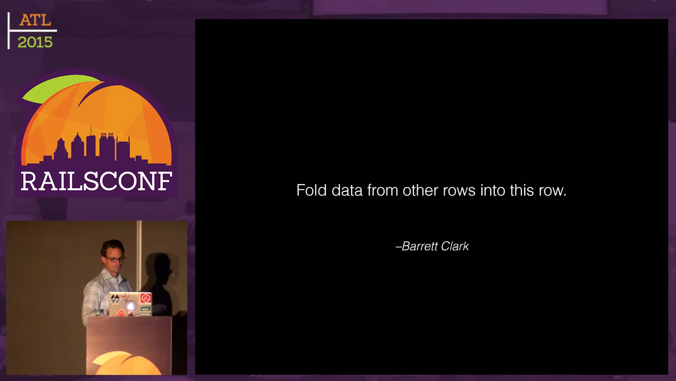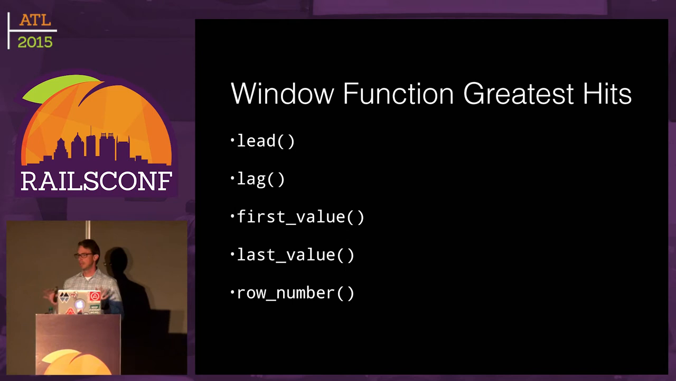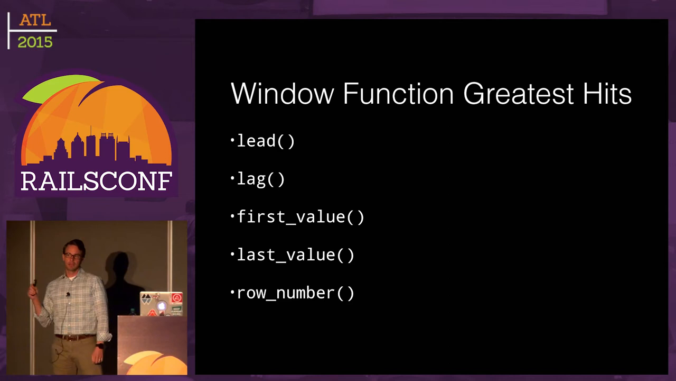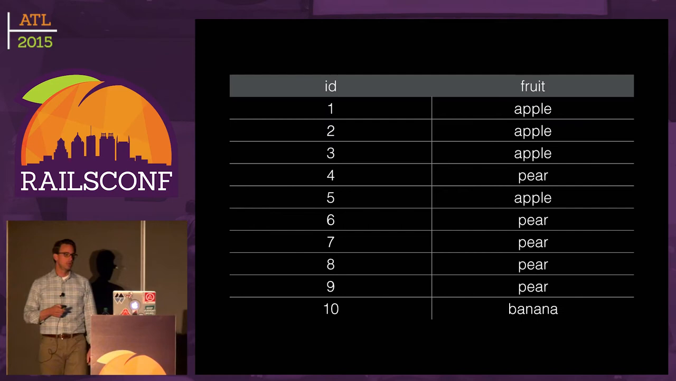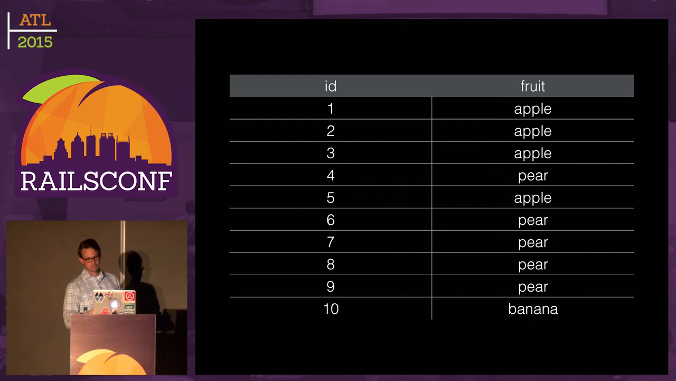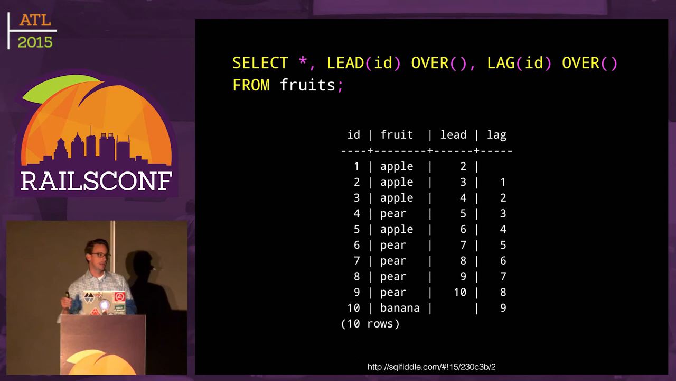Okay, so there are probably a dozen, maybe more, window functions. These are the five that are my jam: lead and lag, first value, last value, and row number. So let's take a look. Given some cheesy or fruity sample data here, we're going to play with these functions. Lead and lag are up first. We're going to take the lead ID and the lag ID from fruits.